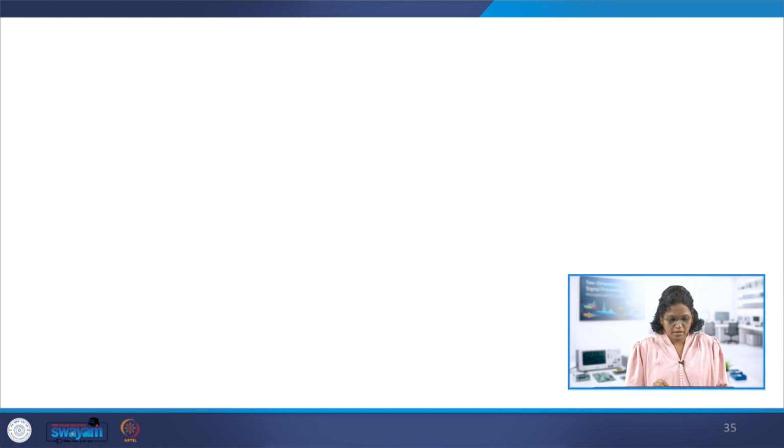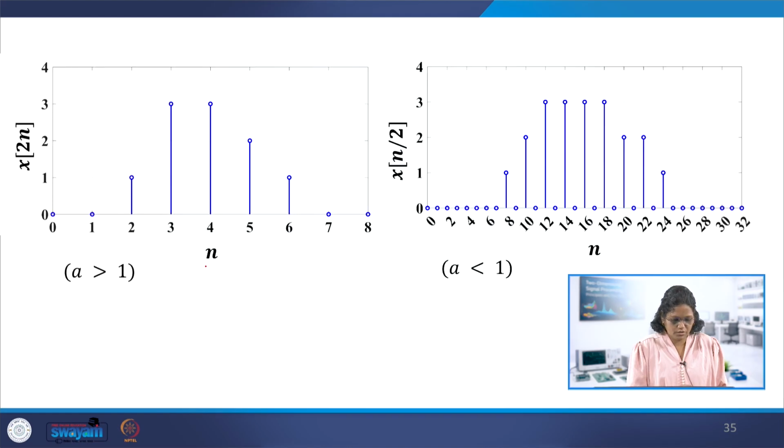For example, you can take the signal x of n, that's the same signal, and we have 0, 2, 3, 4, 5, 6, 7, 8. So this is 2n, and if we take n by 2 for the sequence we had considered earlier, this is a greater than 1 and this is a less than 1. Here you can see intermediate points become 0. So some of the values are not defined at all. So 0, 1 is there, and here it is 0, 2 in between. These values are 0. Between 8 and 10, this is 0. These values are 0. So n by 2 would lose some of the information in this case.